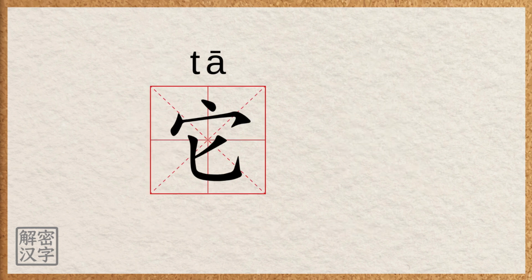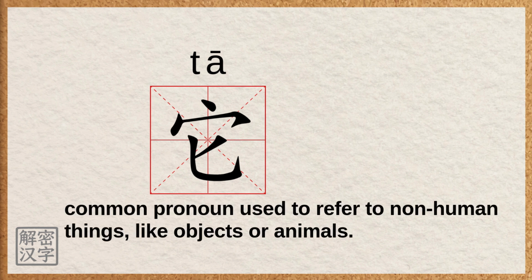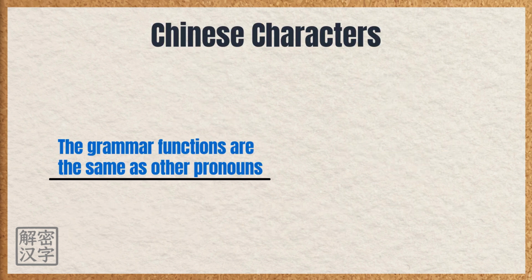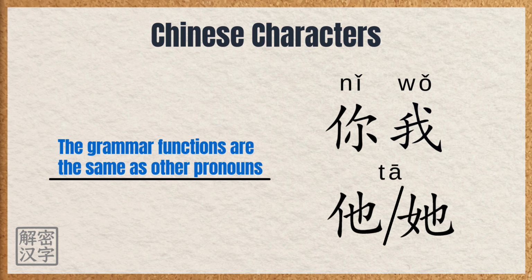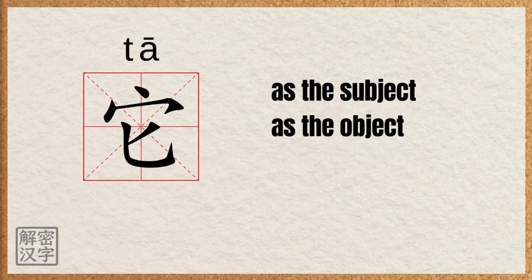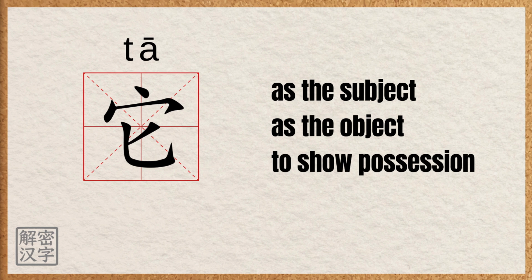It's also pronounced ta. This character, ta, is a common pronoun used to refer to non-human things, like objects or animals. It's equivalent to it and its in English. The grammar functions of ta are the same as other pronouns. It can be used as a subject, an object, or to show possession.